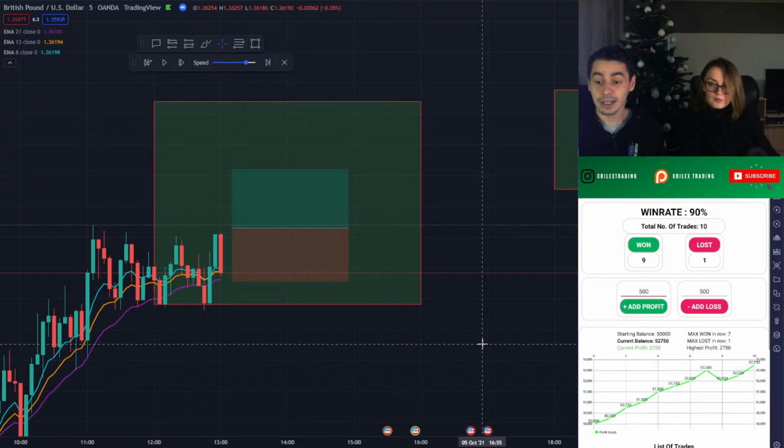Yeah, that's a good point. That's a good point that we should implement, maybe the angle, or somehow measuring how much the EMAs are fanned out.